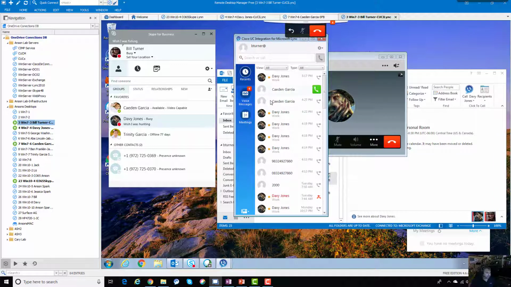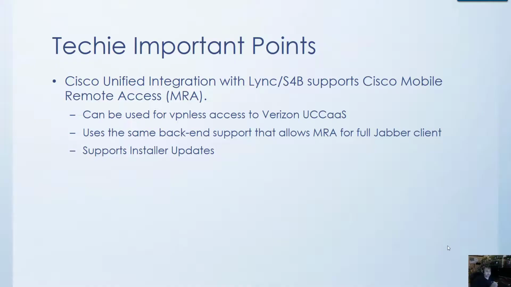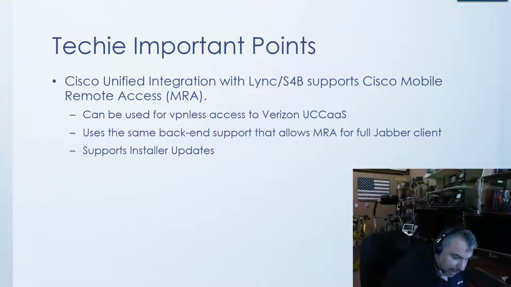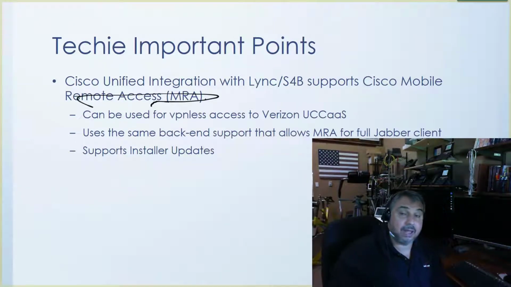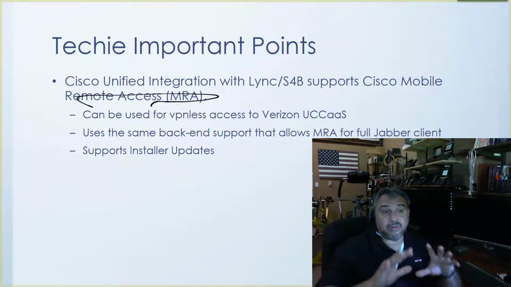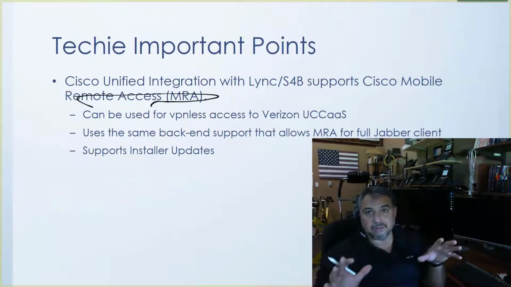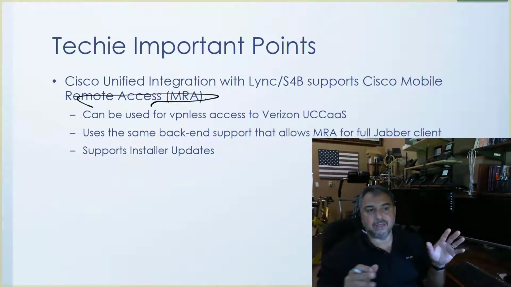So again, it's coming from CUCI Lync into Skype for Business, and then making its way into the Outlook environment as well. These are a couple of techie points that I thought were important. The CUCI Lync client can be used with MRA. That's great. In 11.6, that's when they came out with that MRA. So in other words, if you have Skype for Business Online or Office 365, it doesn't matter.